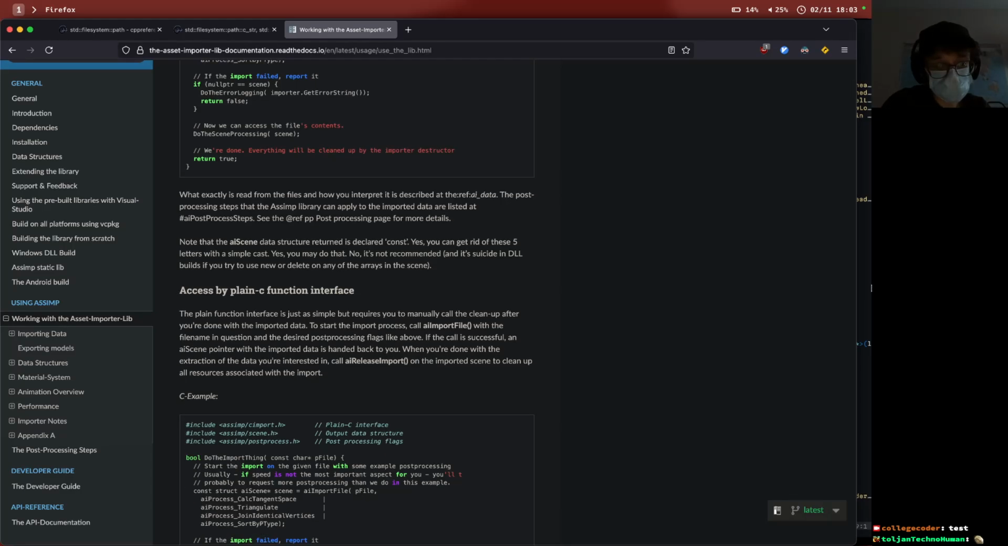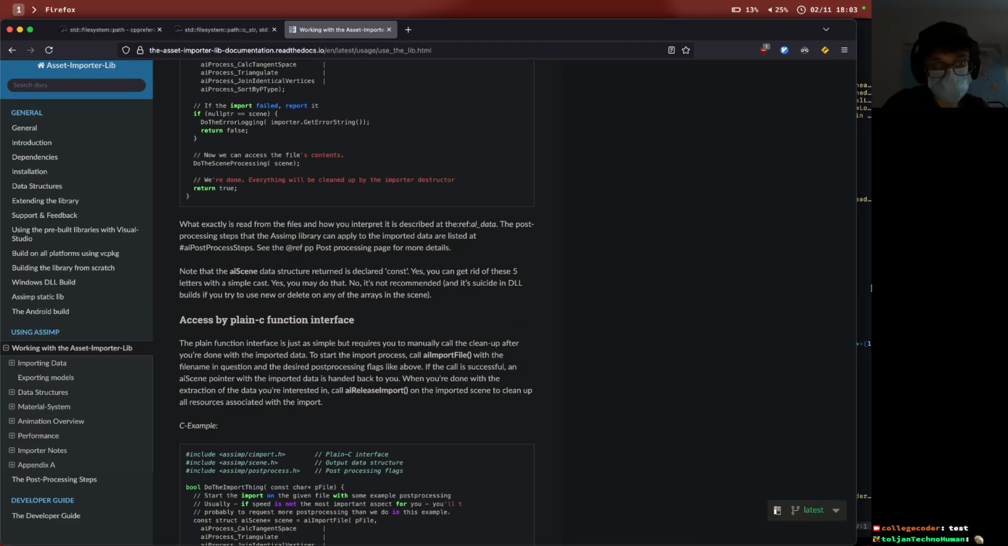Note that the AI scene data structure returned is declared const. Yes, you can get rid of these 5 letters with a simple cast. Yes, you may do that. No, it's not recommended, and it's suicide in dynamic library loading builds. Is that the actual acronym? Is it dynamic library loading? I know it's for sure dynamic library, but I don't know what the last L stood for.